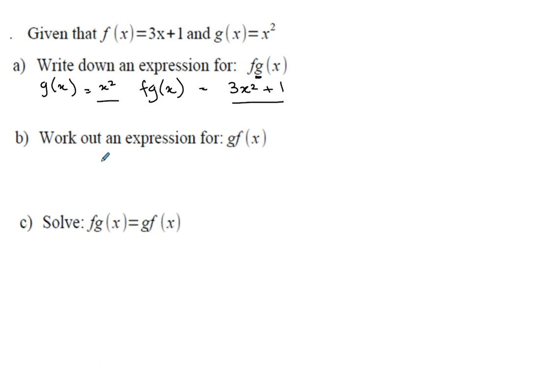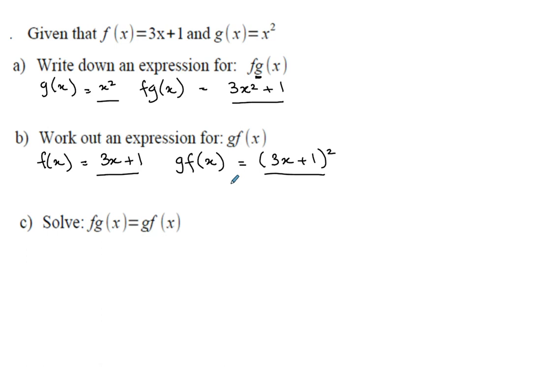So easy. Okay, work out an expression for gf of x. So we've got f of x equals 3x plus 1. And then we've got gf of x, so we're going to put it into the g. Wherever we've got our x, we're going to put that. So you can tell you get 3x plus 1 squared. And you don't have to expand it out because that is factorized and it looks better.